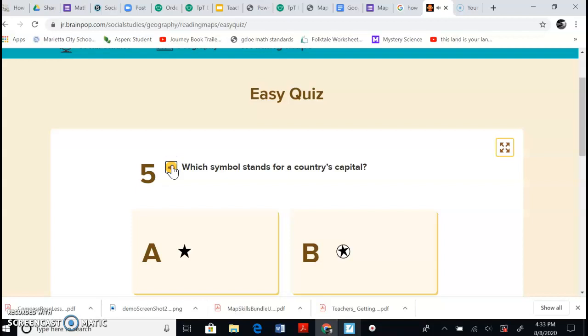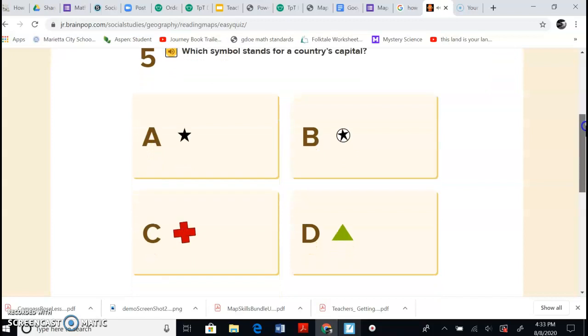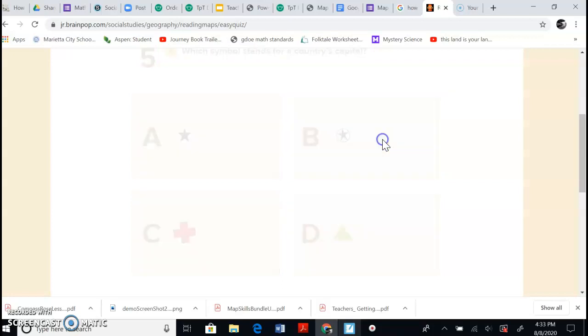Which symbol stands for a country's capital? This one is very tricky. I know it's not one of these two. But these two, I think the capital has a circle around the star.